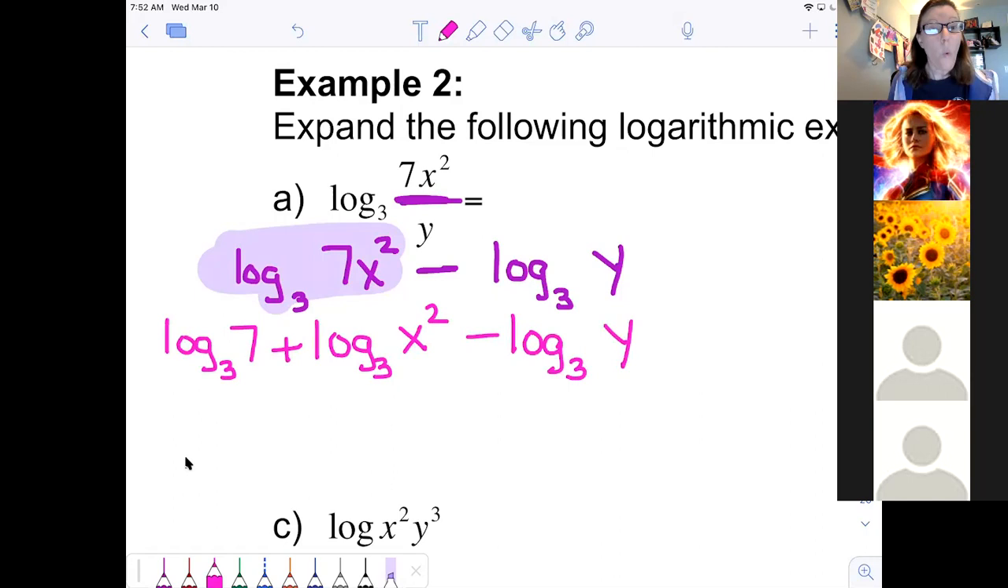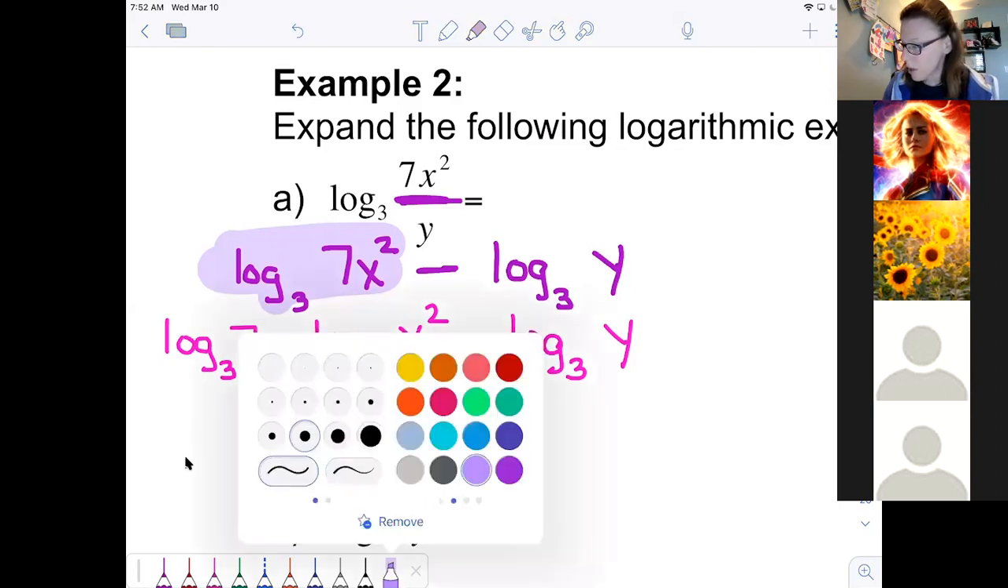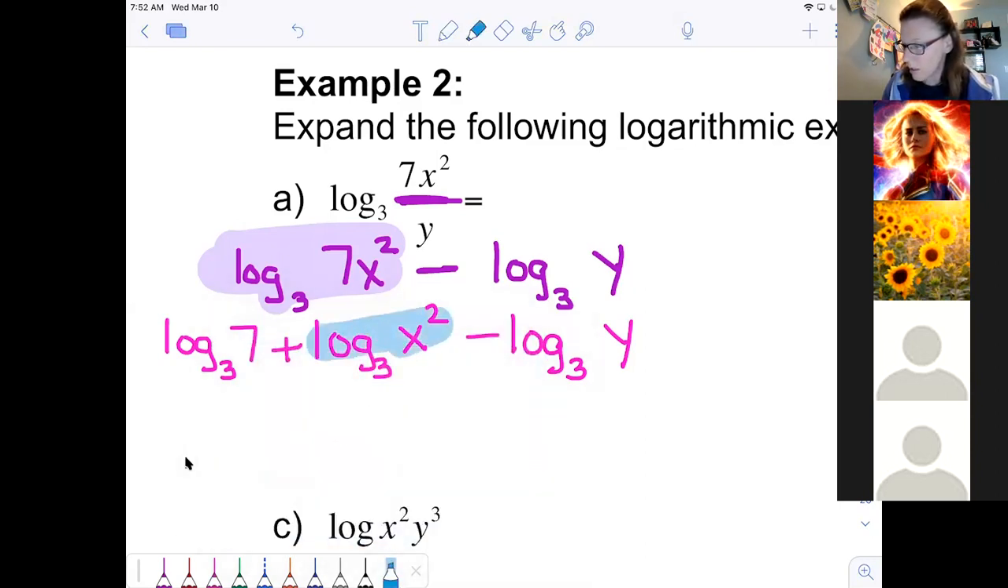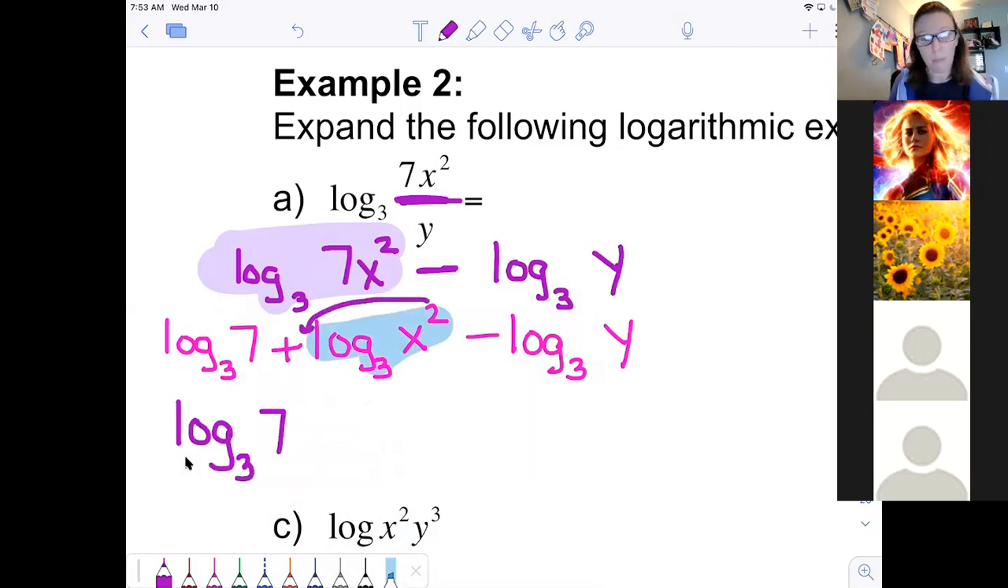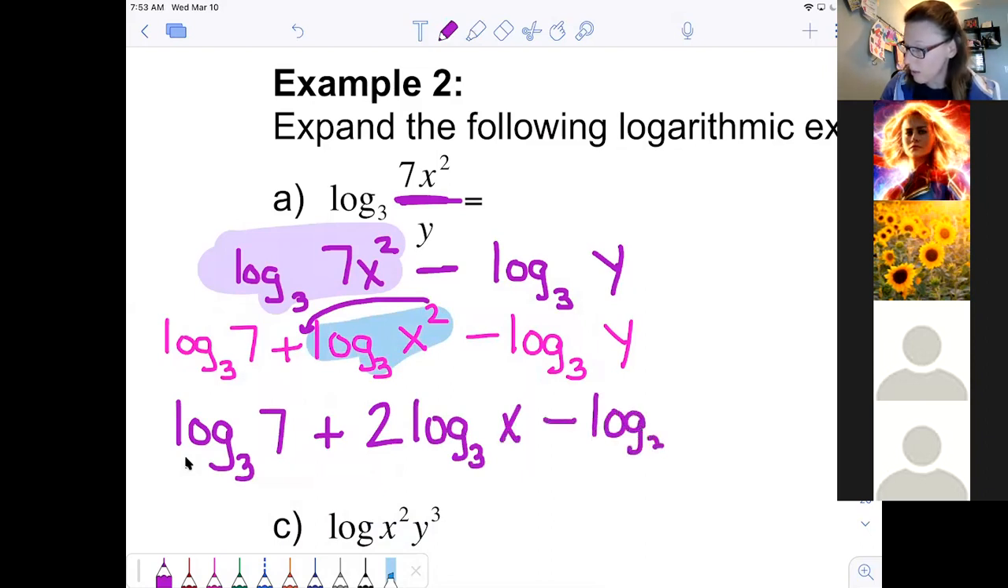So there's still one more step here. If you look at the middle expression, it has an x squared, and that's the third property. That's the power property. So to finalize this, I would have the log base 3 of 7. That power gets moved to multiplication, and it makes 2 times the log base 3 of x, and then minus the log base 3 of y.